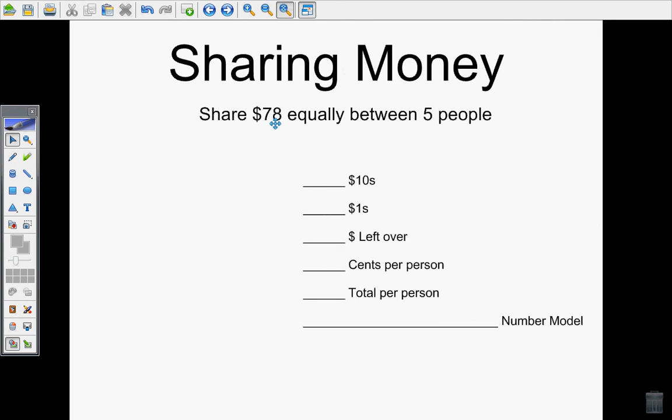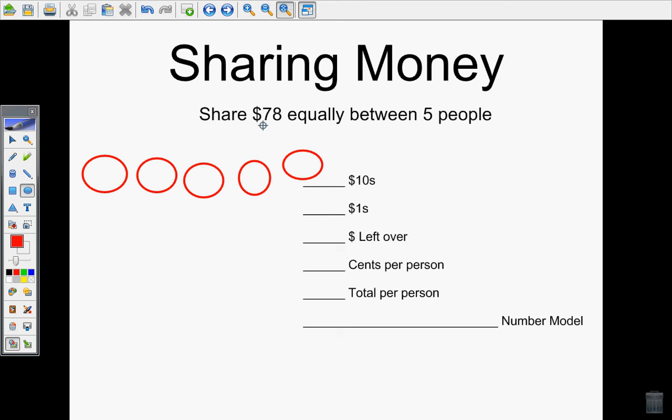This time we want to do $78 shared with 5 people. Do you remember the first step? If you said draw the circles, you'd be correct. We want a way of visualizing these 5 people and how much money each person got. Now this time I don't have dollar bills that I'm sharing, so I'm just going to be recording the amounts underneath or inside the circles.